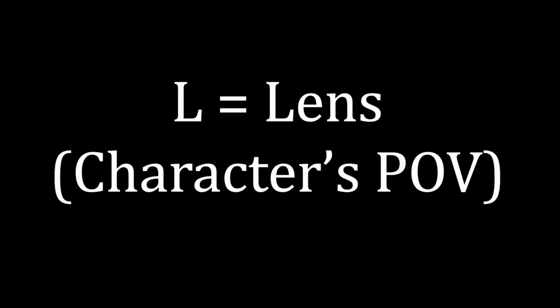L is for lens. Every single scene should be filtered through your main character's worldview. As an example, say you've got two characters walking into an ice cream shop. One's a middle-aged doctor and one's an 8-year-old little girl. They are going to narrate that experience completely differently because of where they are in their lives.